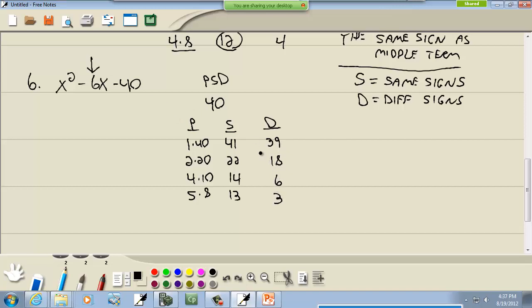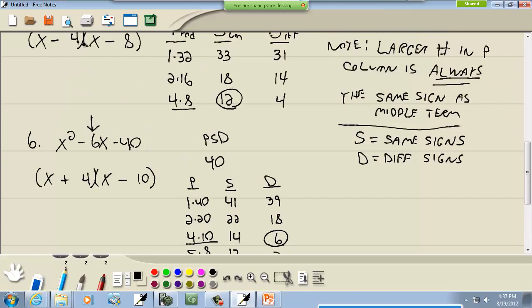The number we're looking for is the number in the middle term, which is 6, which is right here, which means we'll use 4 and 10. Now our larger number in the P column, which is a 10, is always going to be the same sign as the middle term. Middle term is negative, so that one's negative. Now the number I circled is over in the difference column, D for different signs, so if the 10 is negative, then the 4 has to be positive. And that's our answer.